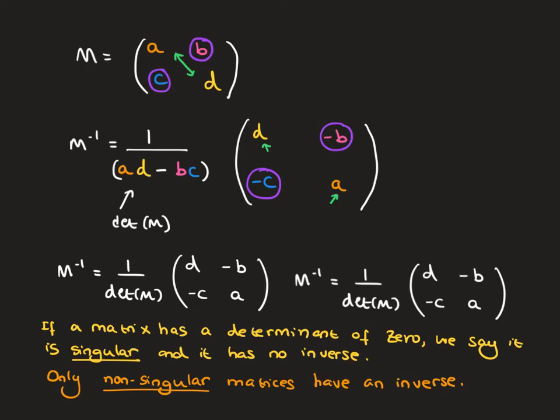As you can see, when you're finding the inverse, you're dividing by the determinant of the original matrix. If that determinant is 0, that will cause you a problem. So if a matrix has a determinant of 0, we say it is singular and it has no inverse. Only non-singular matrices have an inverse. And of course, by non-singular, we say that the determinant of the matrix is not equal to 0.